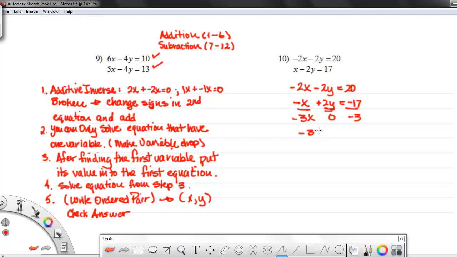Negative 3x equals a negative 3. Oh, that's not a negative 3. That should be a positive 3. And that will give me x equals a negative 1. Now we go back to the first equation. We're going to put a negative 1 for every place where we see an x. Negative 2 times negative 1, minus 2y equals 20. That will give me 2 minus 2y equals 20. I'll subtract 2 from each side.